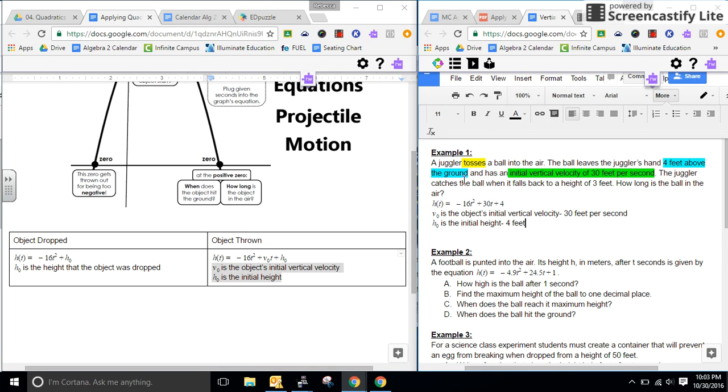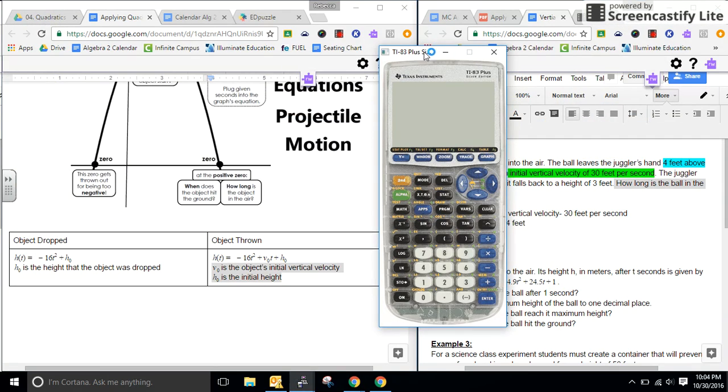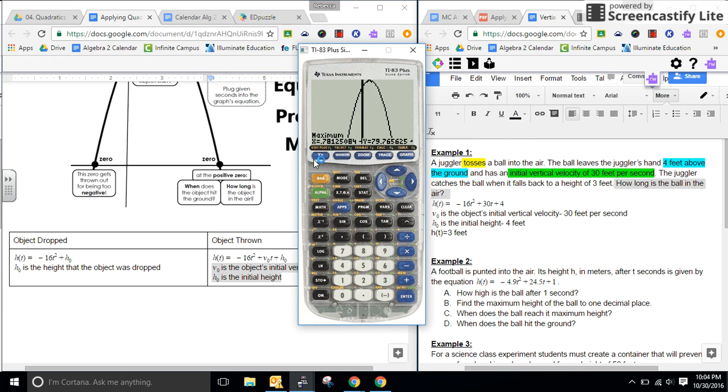And then it says the juggler catches the ball when it falls back to a height of 3 feet. So really, we're going to stop when h of t is equal to 3 feet. So how long was the ball in the air? I want to know the time that the ball was 3 feet in the air. So I'm going to go ahead and type this equation into my graphing calculator.